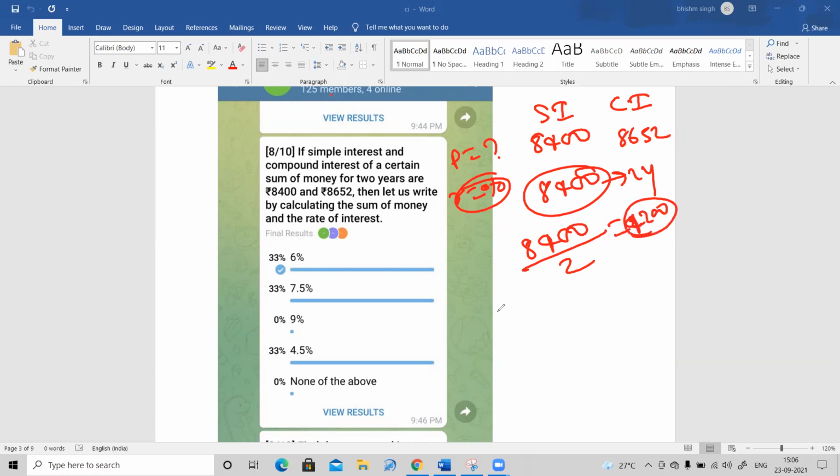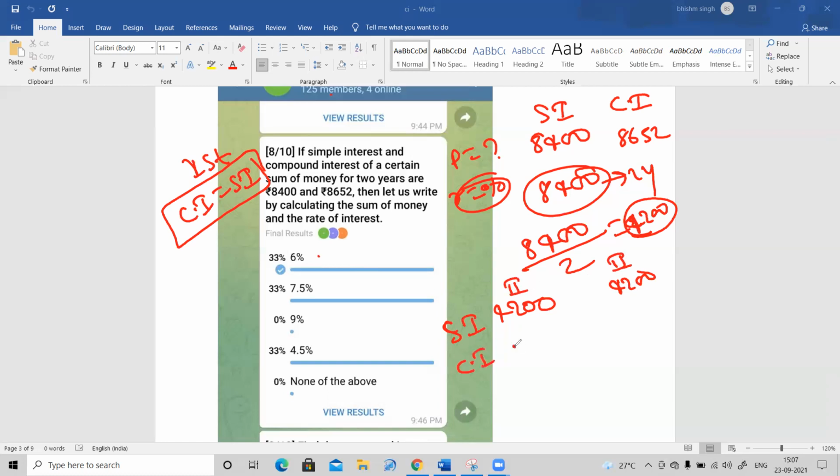So in the first year you have how much? You have a simple interest of 4200. And I told you that in the first year, CI and SI are both the same. So tell me everyone, how much extra amount is coming here? In the first year, SI is 4200, and in the second year this is also 4200. And since the first year SI and CI are the same, both are 4200 only. So how much extra amount is coming in the second year?